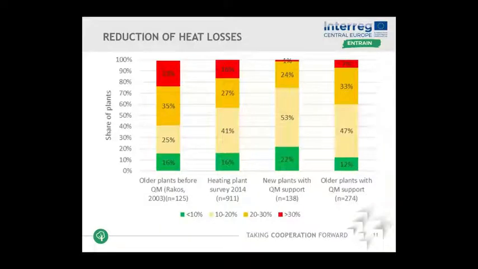Just as an example here, regarding the reduction of heat distribution losses. You see in the first two columns plants that are not guided with the QM system, and then in the third and fourth column plants with QM support, and you can clearly see that the share of plants that have heat losses of more than 30% decreases significantly. So the red share is decreasing with QM. Of course, this is a very good achievement in terms of energy efficiency and also sustainability.